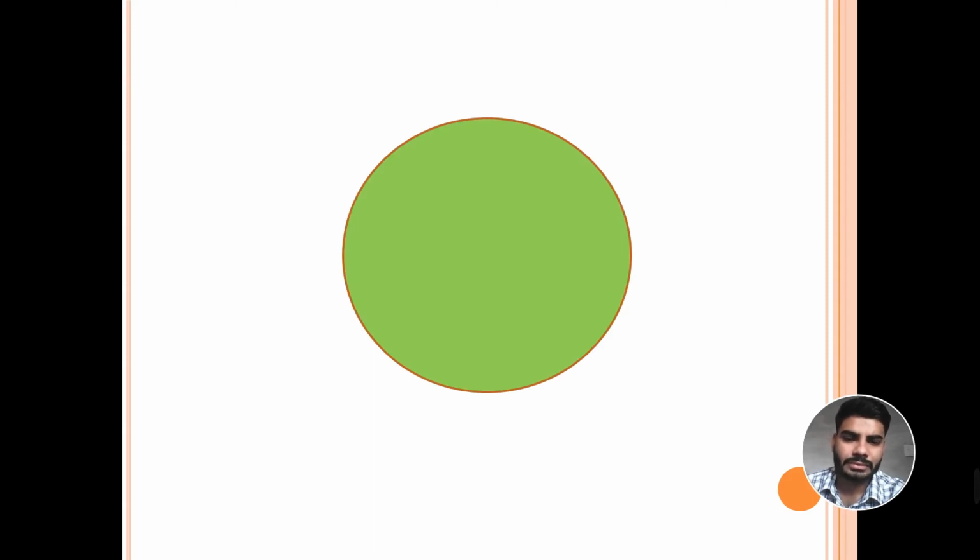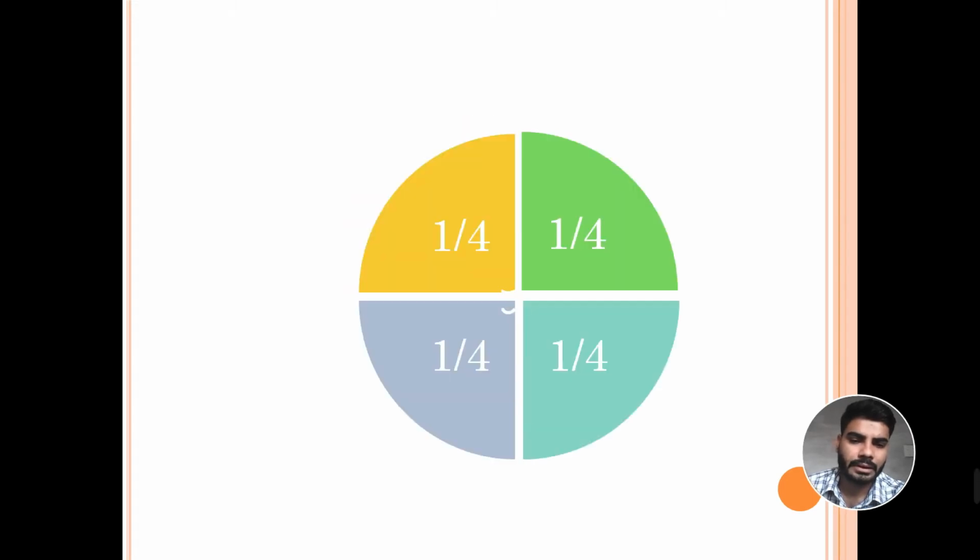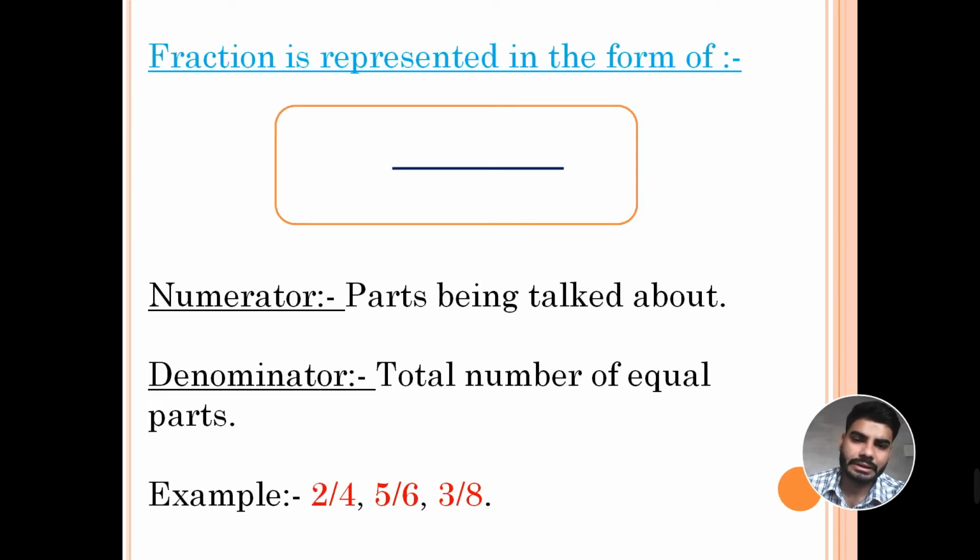Now assume this circle as a whole object, and when we divide this circle in four equal parts, then each part of the circle will be called a fraction, and the value of each fraction will be 1 by 4, and it can also be called a quarter of the whole. Now let's move forward and see how a fraction is represented.